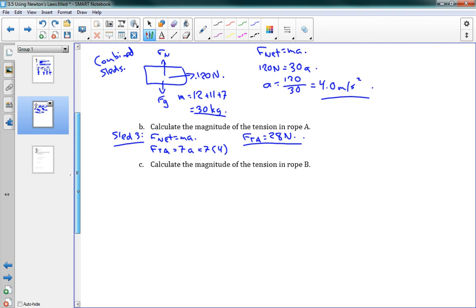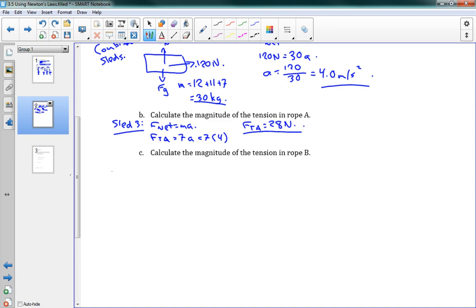So to solve this one, I'm going to look at sleds 2 and 3. And I'm going to draw a free body diagram for them. So this is 2 and 3. Again, they have their normal, gravity, and they have the tension in rope B. That's the only thing that's pulling them this way. There's no friction. So we have the normal and gravity.